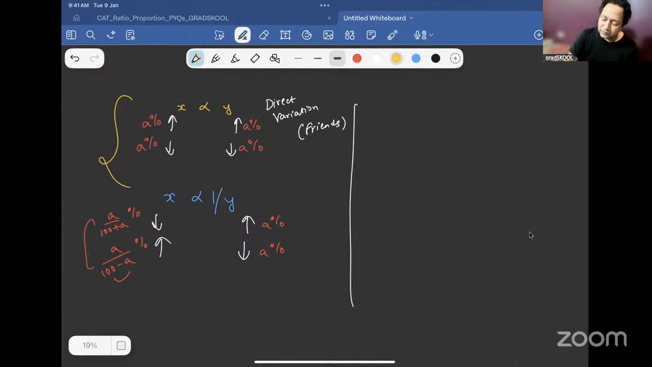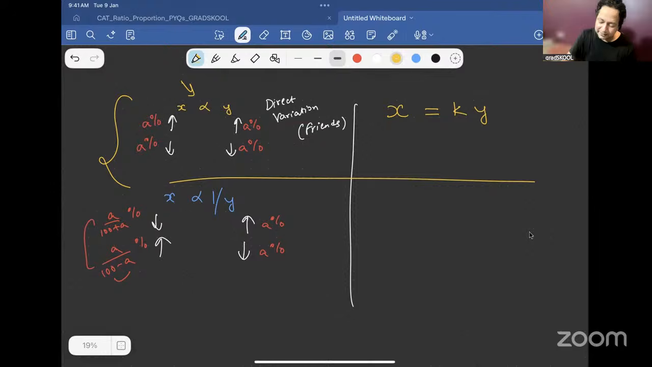So if I want to make an equation, I'll just write equal to and replace this alpha sign with k, which is the arbitrarily chosen constant. X will be equal to ky. All right. And in the second case, X will be equal to k upon y. Perfect. Now, this also means X upon y is equal to k. And this means X multiplied by y is equal to k.